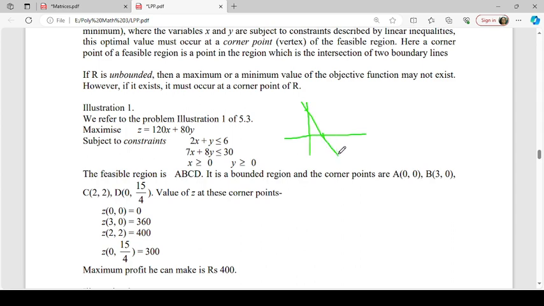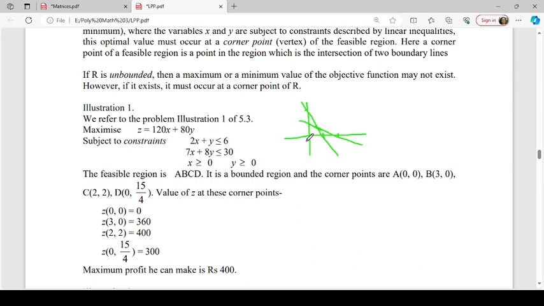Then second, the x intercept is 30 by 7. It is 4 point something. Then this is 30 by 8, 3 point something. So this is another line. Our region is this, less than. And so this is the region.